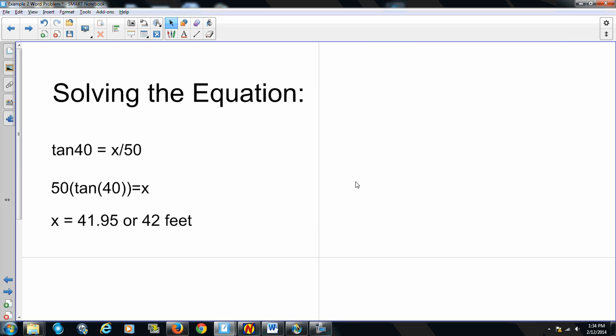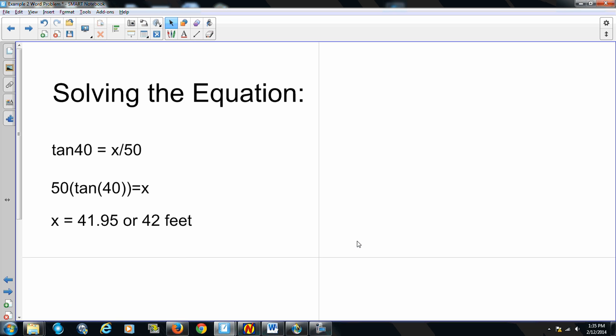So let's just solve the equation. We have tan of 40 is equal to x over 50. Again, we cross multiply, but since x is in the numerator, we can just multiply 50 times the tan of 40 and get our answer. That's going to give us 41.95 feet, or 42 feet.